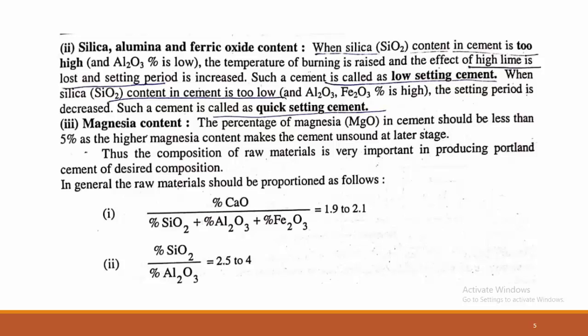Here we can see how, in general, the raw material should be proportioned as follows, where the percentages are calculated with respect to the calcium oxide and the silica, alumina and ferrite, that is 1.9 to 2.1, and second is silica to alumina, it should be 2.5 to 4 in the percentage ratio.